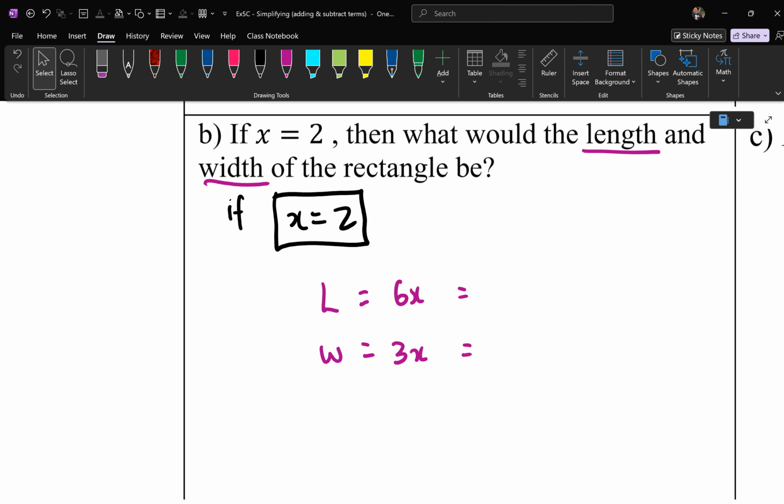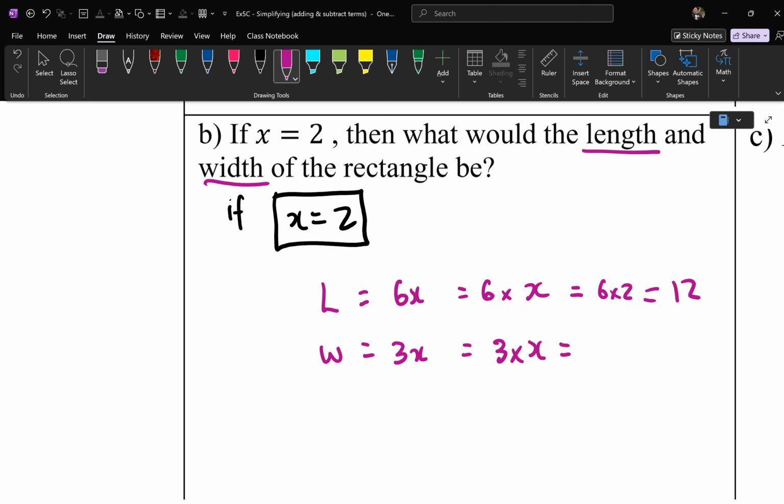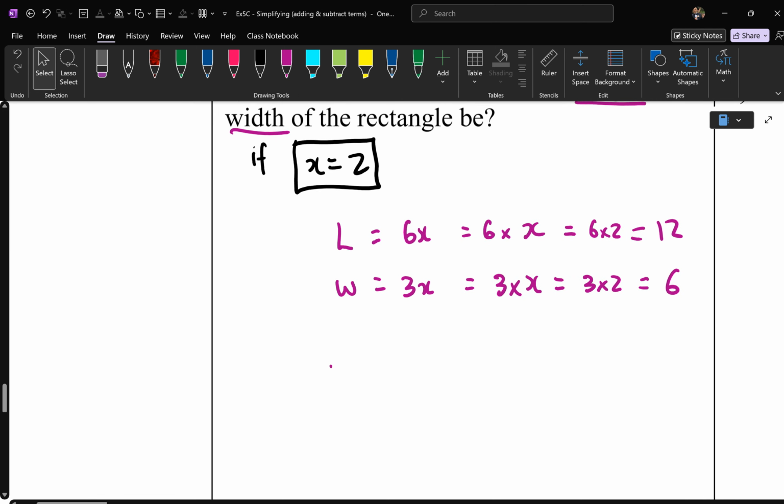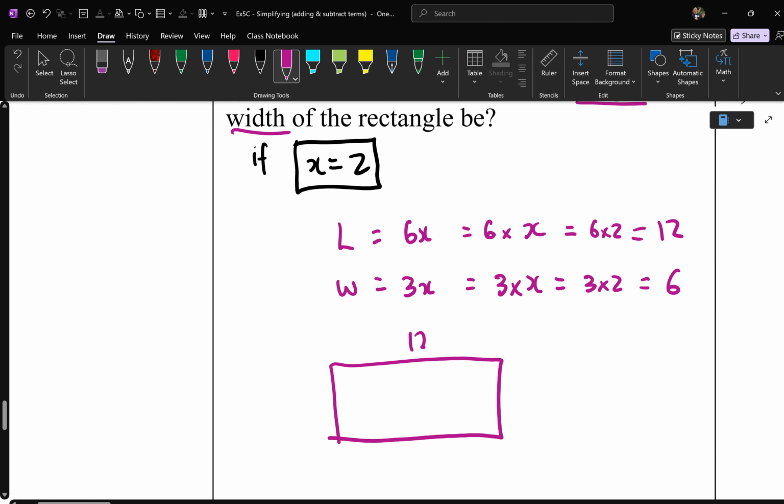5C for today. What's the length? 12. And how do we get 12? Because 6x just means 6 times x. But since we know that x is equal to 2, we're saying that what if x was 2? Then it's really just asking 6 times 2, which is 12. Then what if I ask, what is the width? Width 3x means 3 times x. But if x was 2, then this would be 3 times 2, which is 6. So that means your rectangle is now 12. This is 6.